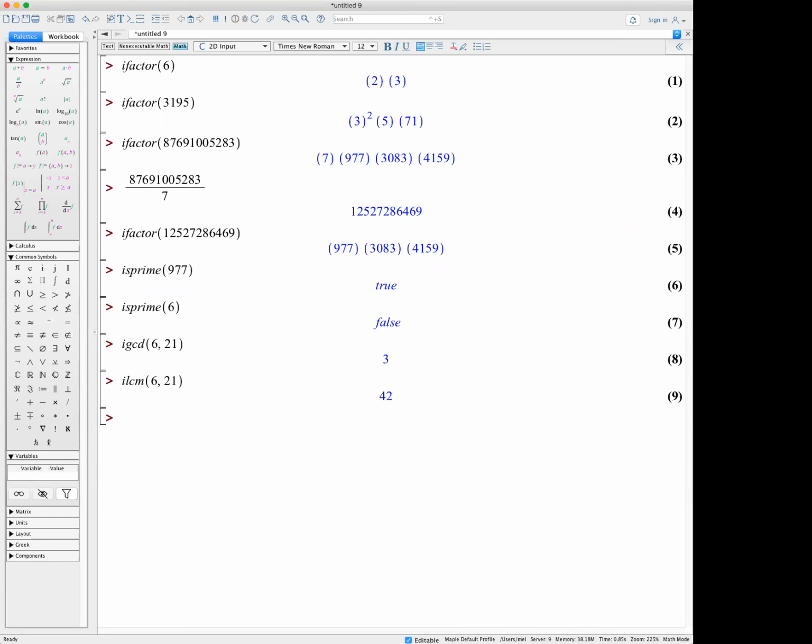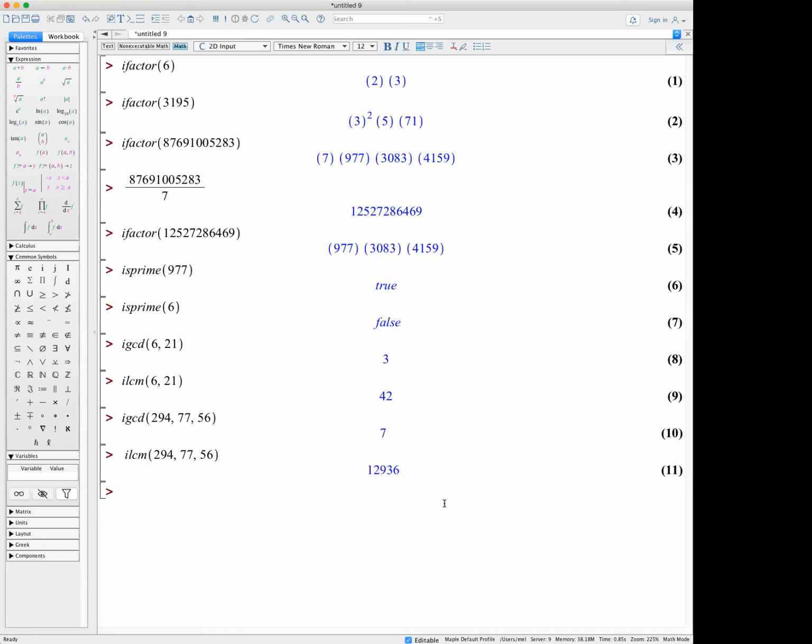What about the problem we just had? We had the numbers 294, 77, and 56. If I want the greatest common divisor of these numbers, that's 7, just like I was just told. If I want the integer least common multiple, that's this number.